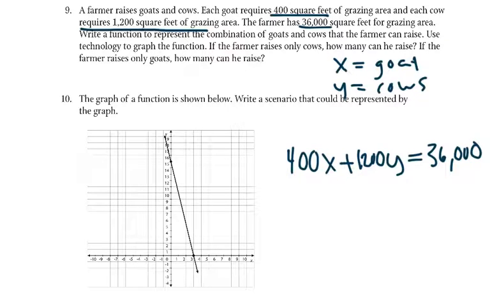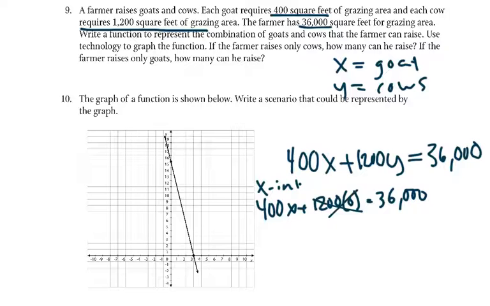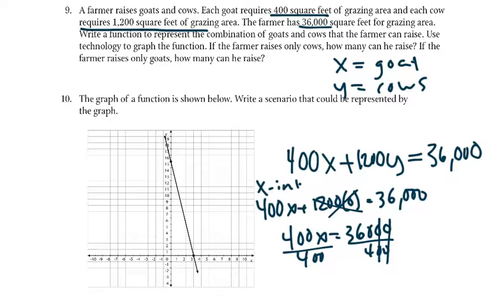So to start off, to find the X-intercept, you could make the Y 0, so 400x plus 1200 times 0 equals 36,000. So that becomes 0. We have 400x equals 36,000 divided by 400. 0 cancels, 0 cancels. 360 divided by 4, that should be what? 90. So x equals 90. So we can have 90 goats. Okay, if we have no cows, you could have 90 goats. So that's what that would be, 90.